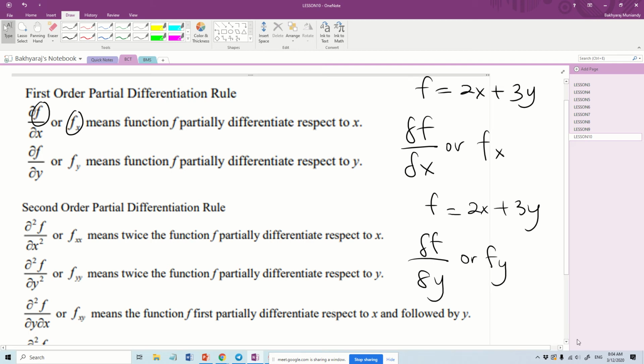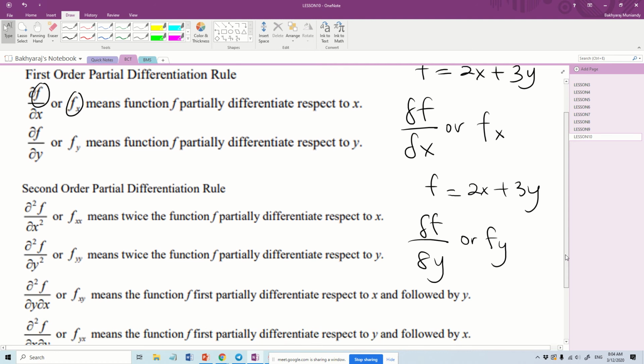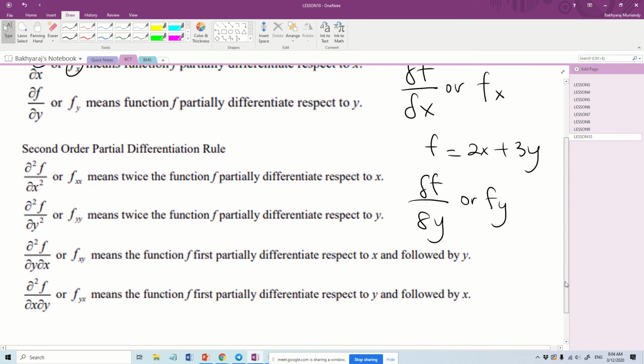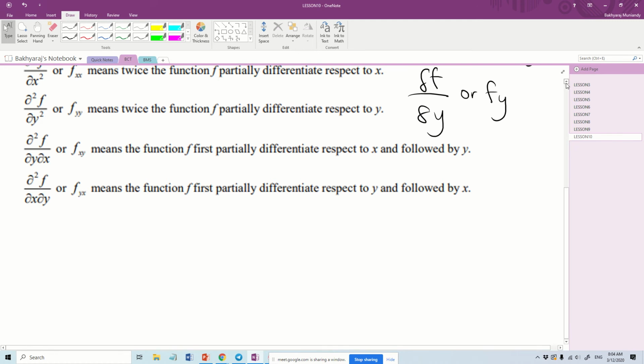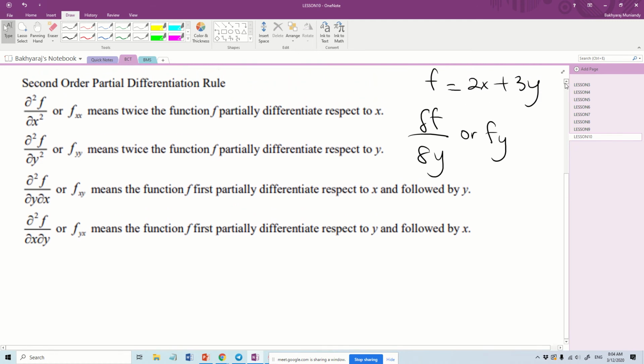Now go for the second order. Let's say in our case we have second order. Let's say we have d square. I want to differentiate 2 times. Second order is considered like you differentiate 2 times. That's why you have delta square f over delta x square. Consider you differentiate twice, the function you differentiate twice.